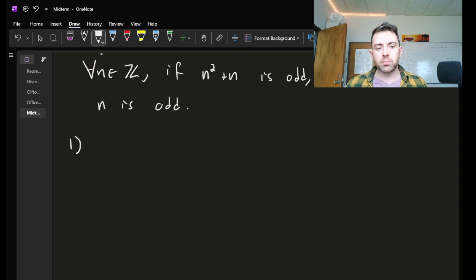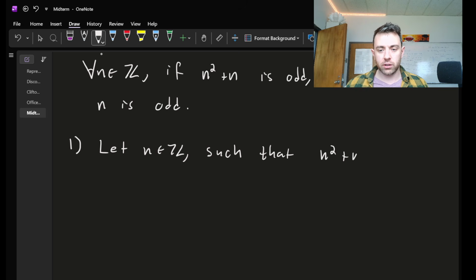So I could begin this proof normally, without even thinking. I see that universal quantifier, so I say let n be in Z, and because I want some hypothesis on n squared plus n, I'll put comma such that n squared plus n is odd. Now I'm going to do a proof by contradiction because I've set up the problem. I'm trying to prove the conclusion. So I would like to do that with a proof by contradiction.